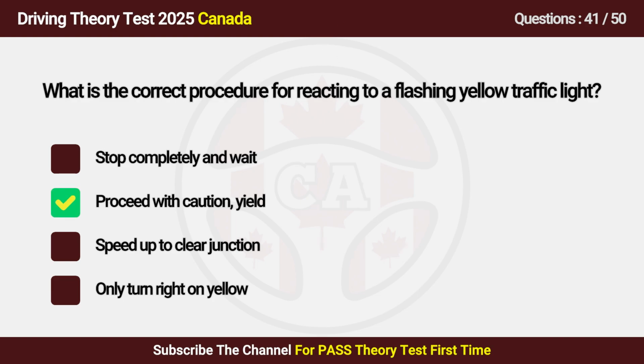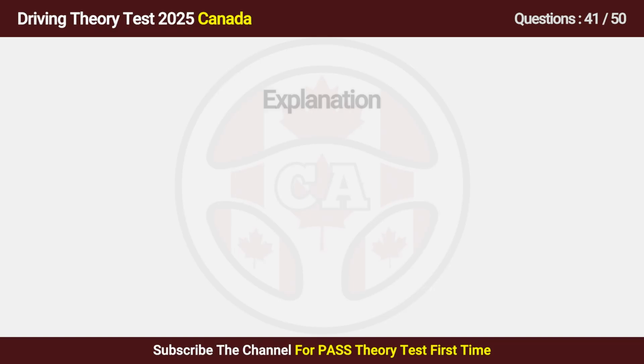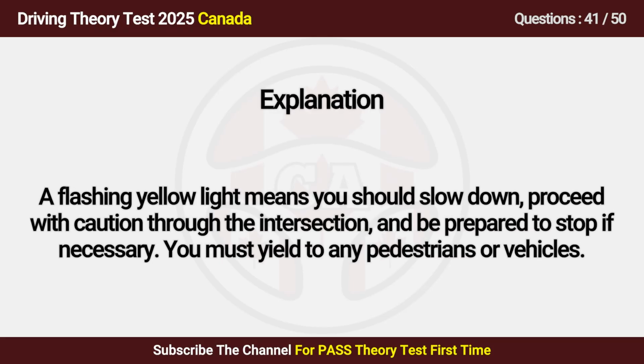Answer is B. Proceed with caution, yield. A flashing yellow light means you should slow down, proceed with caution through the intersection, and be prepared to stop if necessary. You must yield to any pedestrians or vehicles.